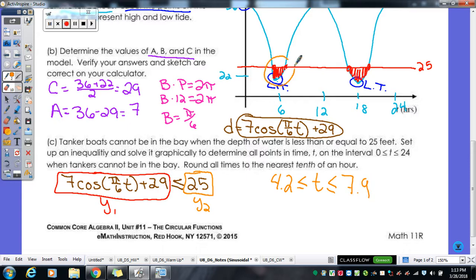So that represents that first time when the tankers can't be in the bay. Now this is a periodic function and it repeats every 12 hours. So for the other time you just add 12 to them, to 19.9. So they can't be in there from 4.2 to 7.9 or 16.2 to 19.9.